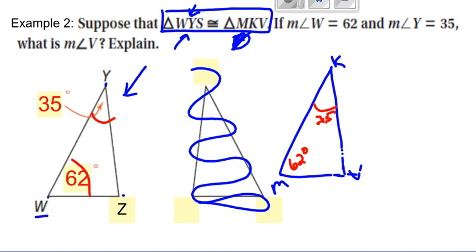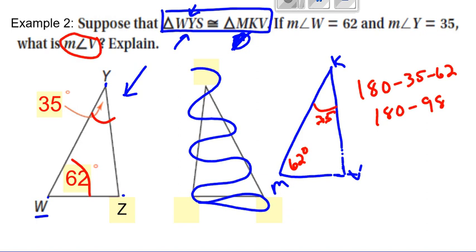And it's asking me for angle V. Well, now I can just apply my properties of triangles where I know all the angles add up to 180. That's going to give me 180 minus 98. So the angle here has to be 82.